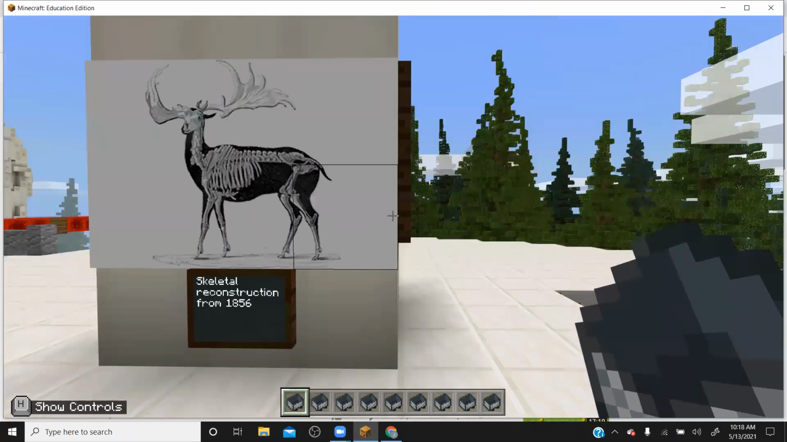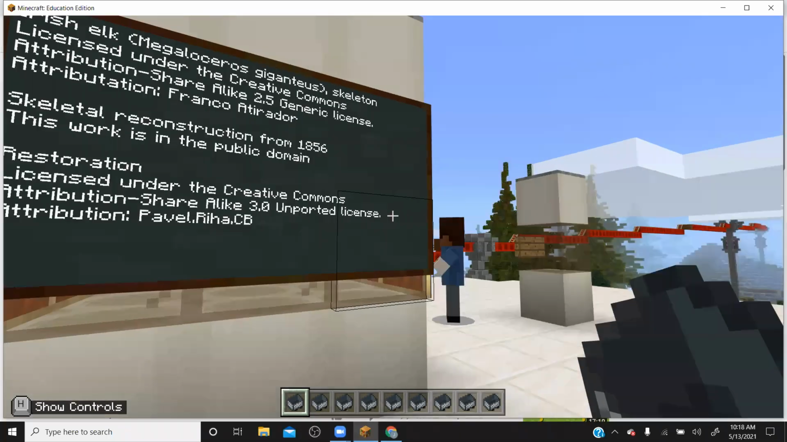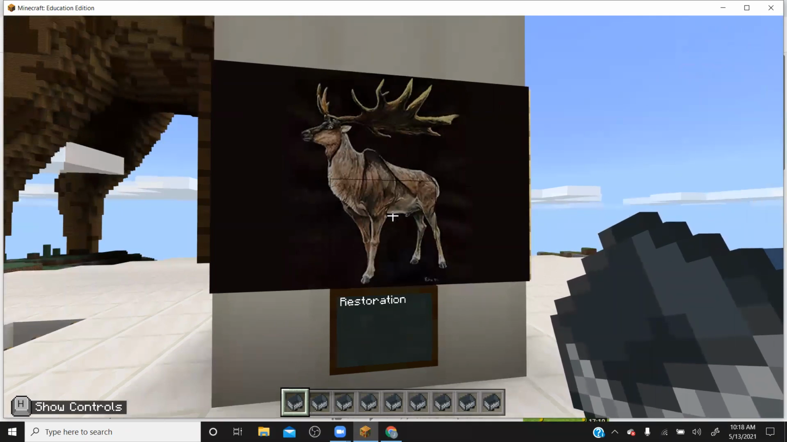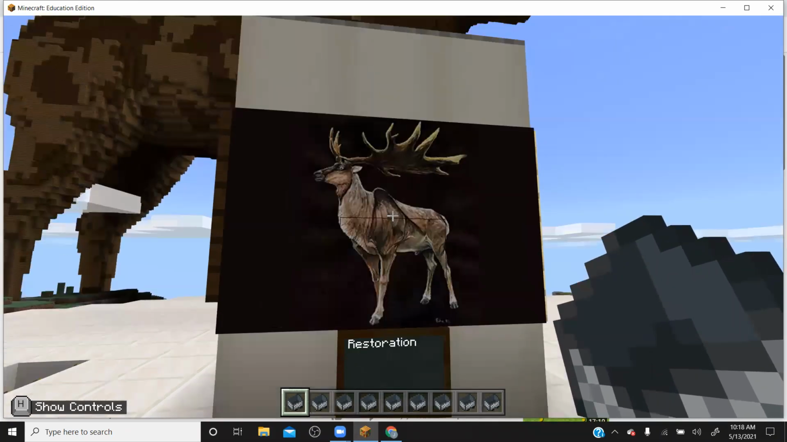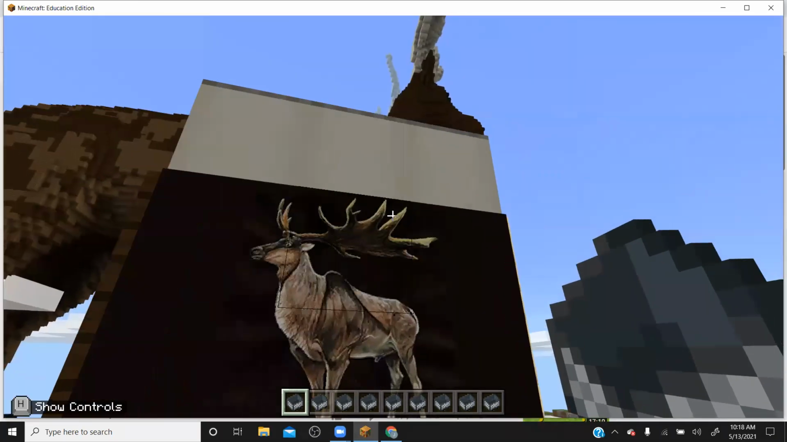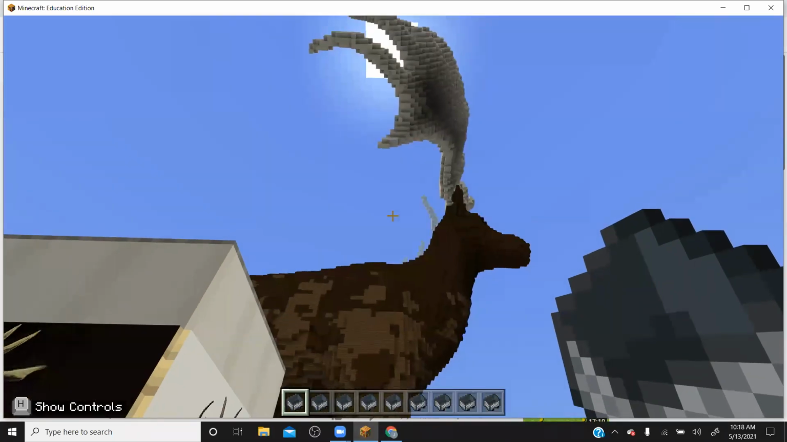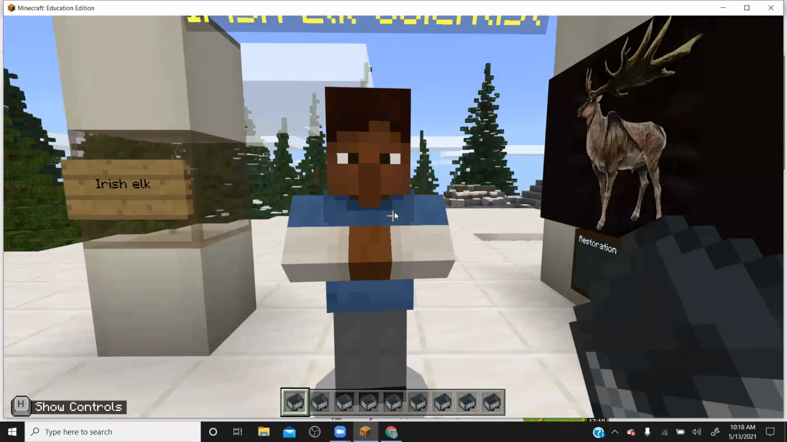The skeletal reconstruction. Let's take a look at what it would have looked like. That is amazing. Look how huge those antlers are. Let's take a look again at that sculpture and see how it compares. Unbelievable. All right, now let's talk to our scientists to find out a little bit more.